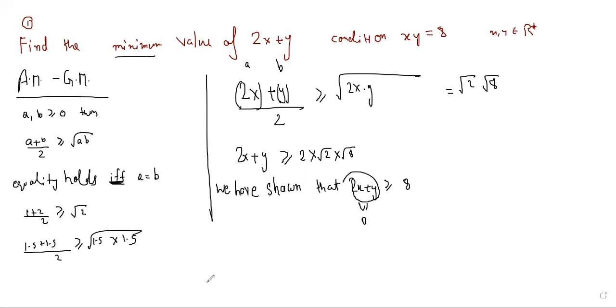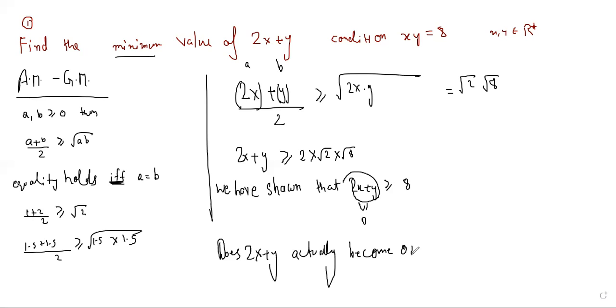So the question is, does 2x plus y actually become 0? No, right? Because it is at least 8. It is always bigger than or equal to 8. So can it ever become 0? No. But then if it cannot become 0, can the minimum be 0? No. You see, do you see the difference between bigger than or equal to and actually being a minimum?